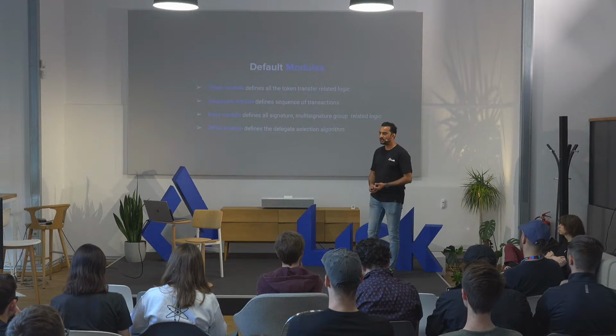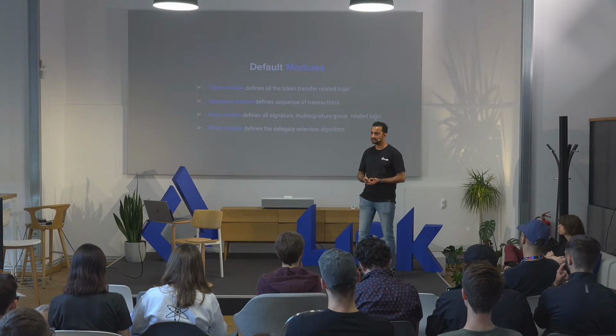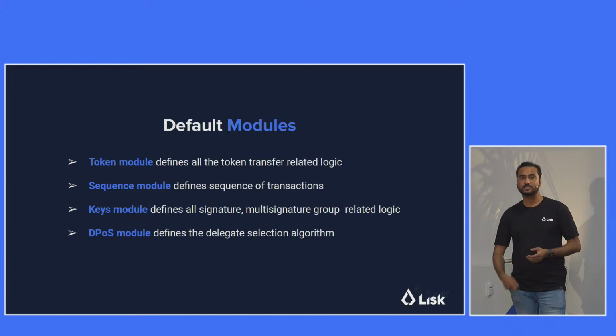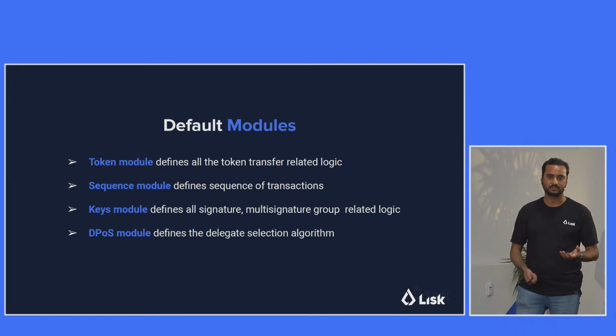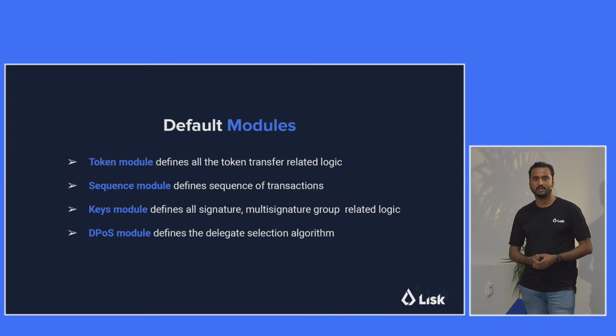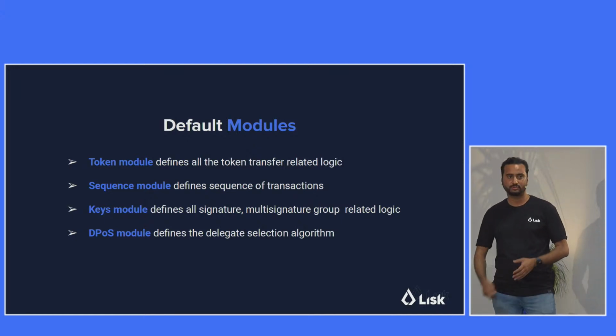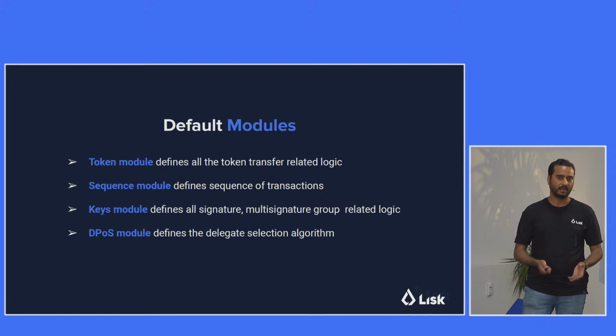We ship some default modules along with Lisk SDK, and these are the modules which are also powering Lisk Core right now. The token module handles all the token transfer related logic. The sequence module defines the sequence of transactions to avoid double spending. The keys module is for handling signatures, multi-signature groups, etc. And the dpos module defines the delegate selection algorithm, also including some commands like registering a delegate.